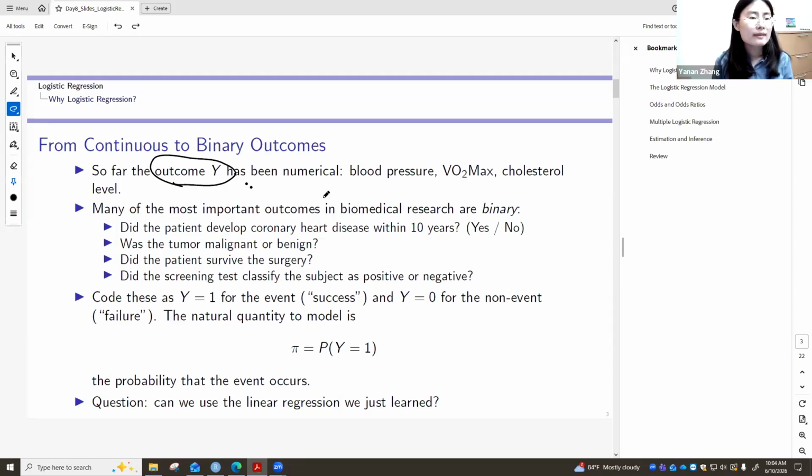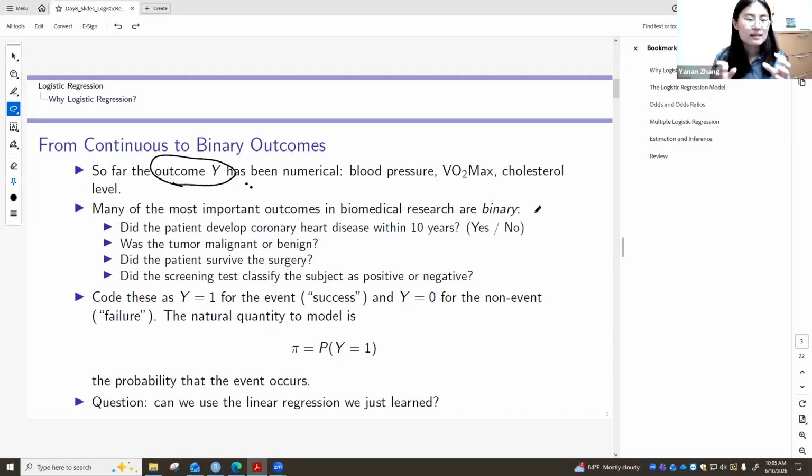But we know we have other types of outcomes. For example, we might have a study where we want to know, did the patient develop coronary heart disease within 10 years? So the outcome is yes or no, right? Another example, was the tumor tissue malignant or benign? Here we also have a yes or no type of outcome. Those types of outcome are what we call binary outcomes.